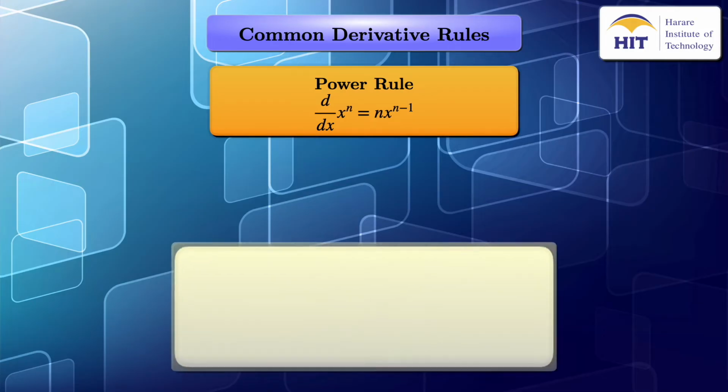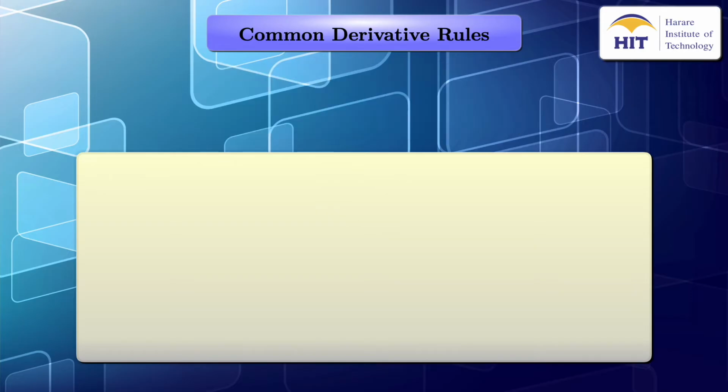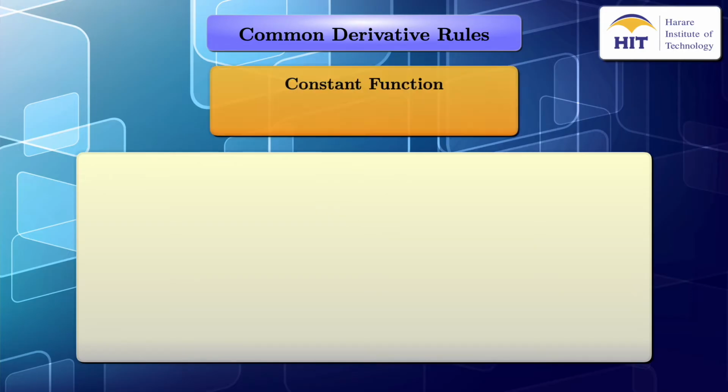So let us just look at an example. If we are given a function y is equal to x to the power 5, we see that in this case, the x is raised to the power 5, so our n is 5. If we substitute 5 into this formula, we would have that the derivative of y with respect to x is equal to 5 multiplied by x to the power 5 minus 1. And 5 minus 1 gives us 4, so our expression becomes 5 multiplied by x to the power 4.